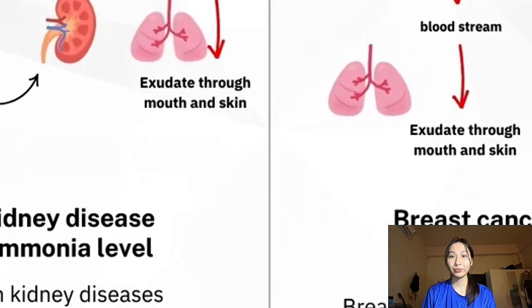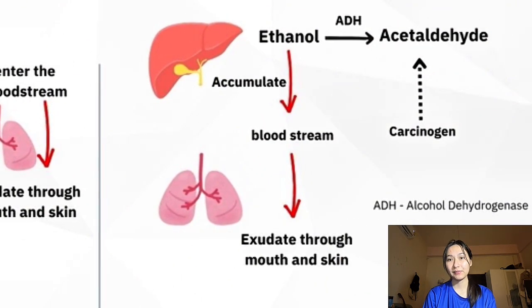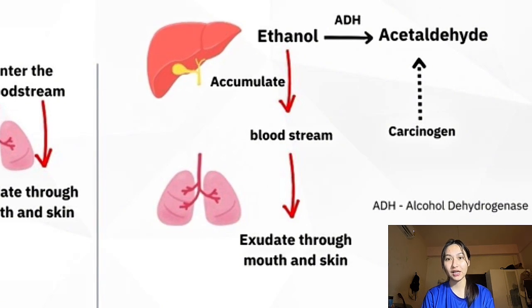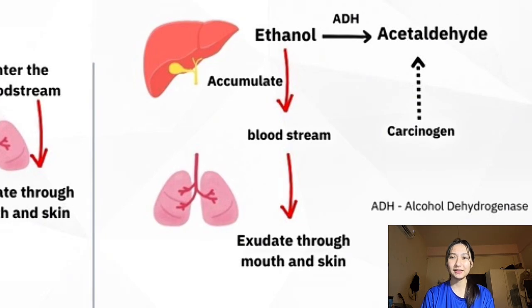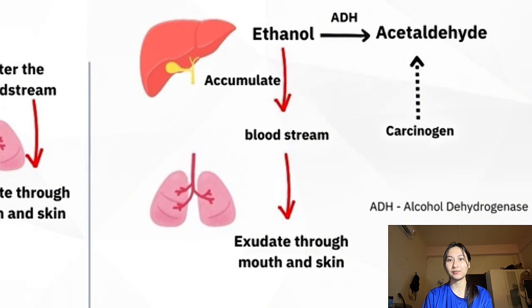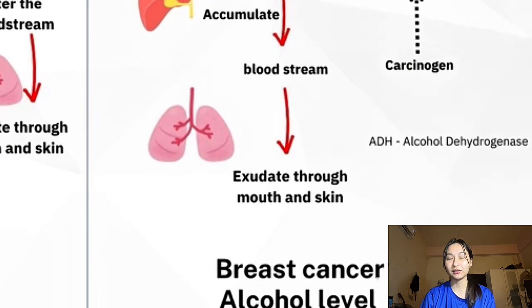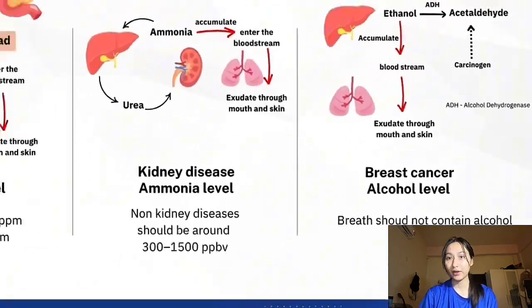And for people with breast cancer, when alcohol is consumed, it is metabolized by the liver using the enzyme called alcohol dehydrogenase, turning alcohol into acetaldehyde, a known carcinogen, which is a substance that can cause cancer. Both ethanol and acetaldehyde can accumulate in the bloodstream and be excreted through the mouth and skin. In normal people without breast cancer, their breath should not contain alcohol at all.